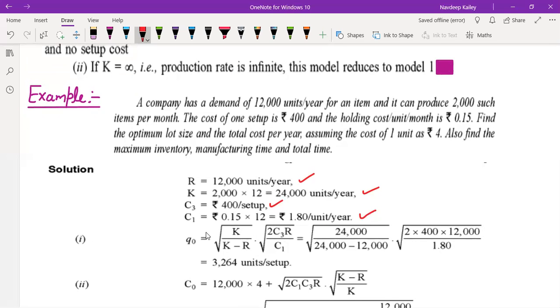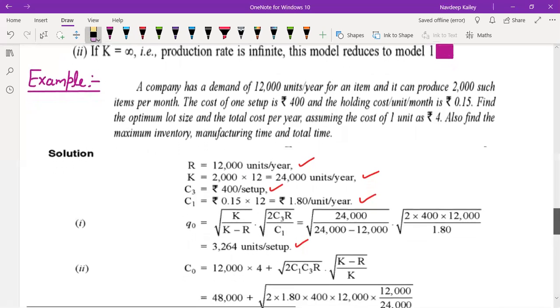The formula for optimal load size is Q naught as square root of capital K upon K minus R, times square root of 2 C3 R upon C1. The value of every coefficient is given. The value of K is 24,000, the value of capital R is 12,000, the value of C3 is 400, and the value of C1 is 1.8. After putting all the values, we get optimal load size as 3264 units per setup. And now we have to calculate total cost per year.